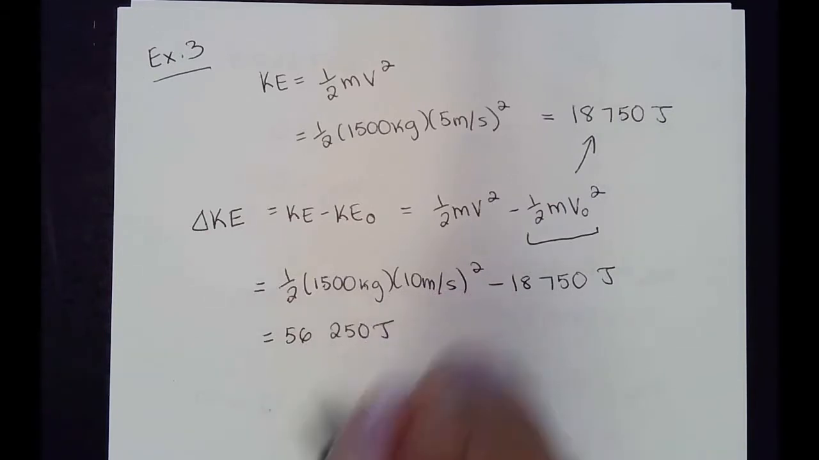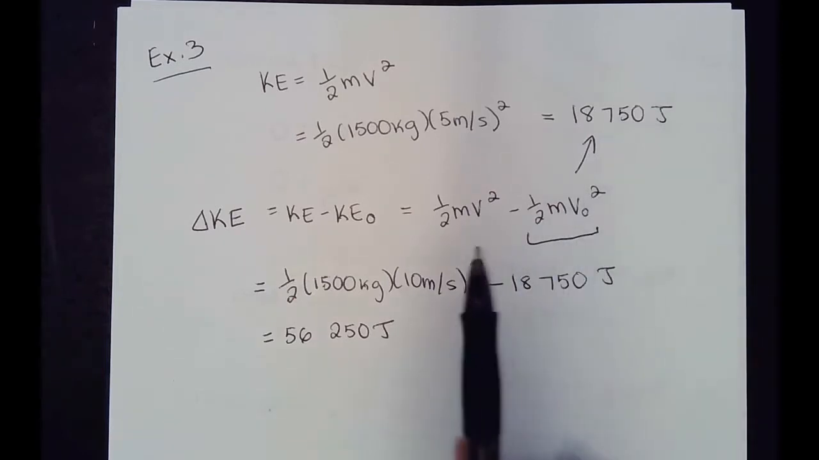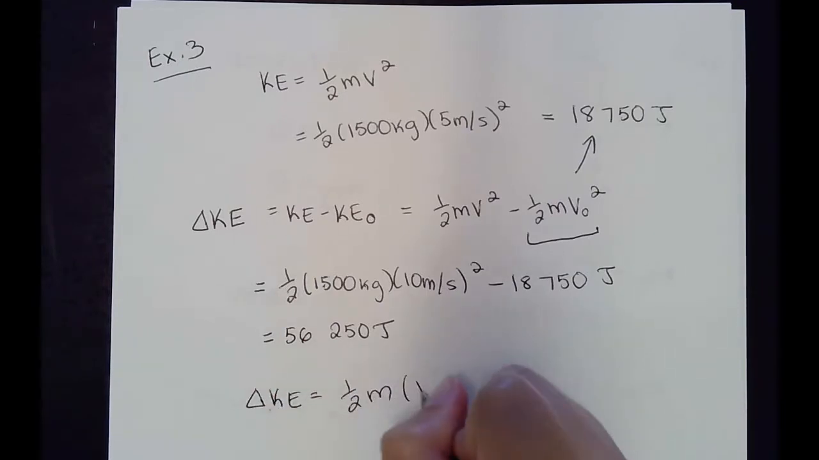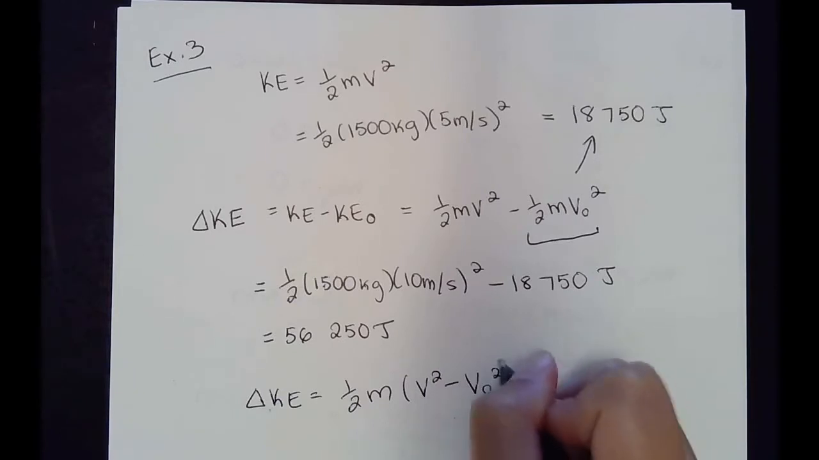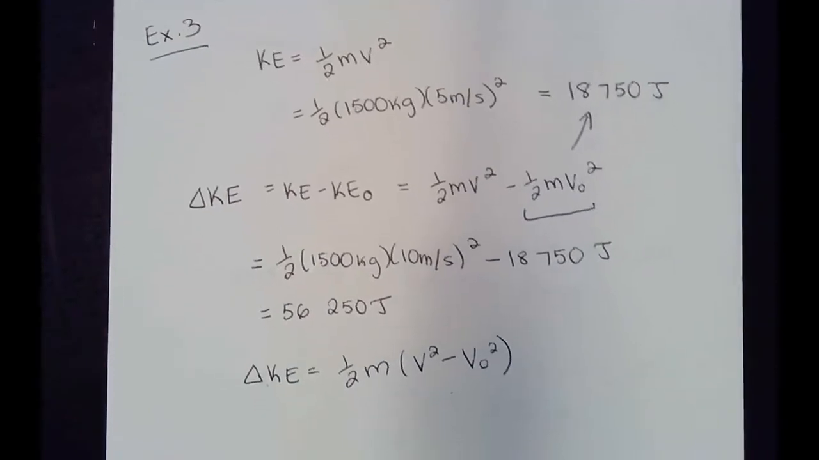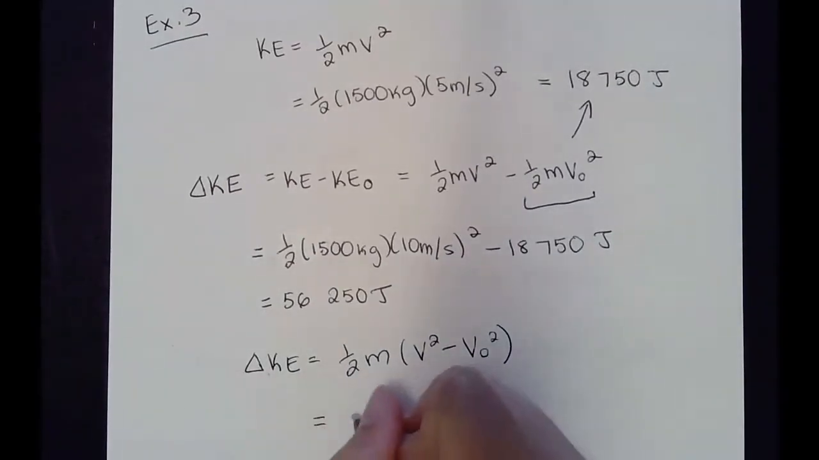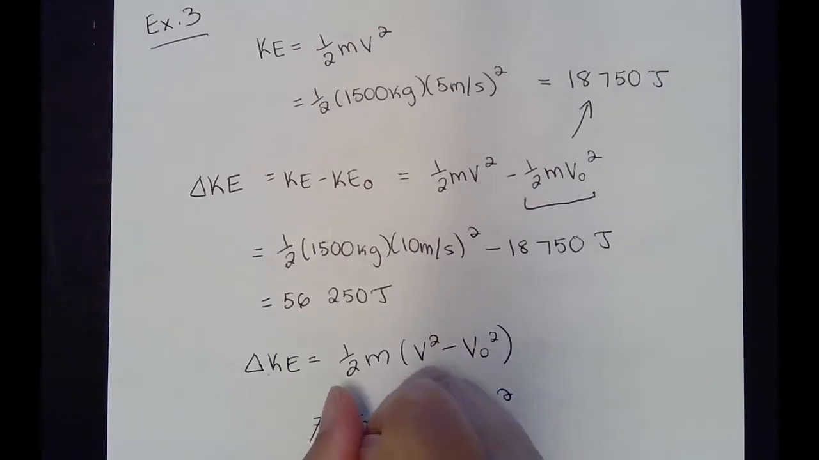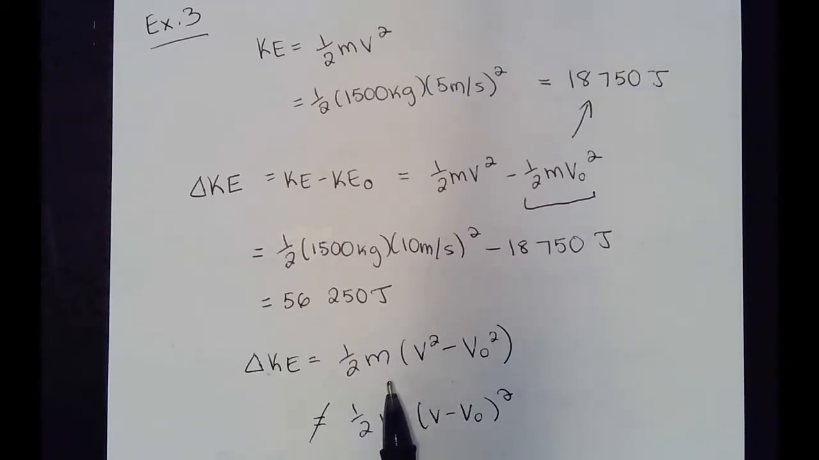which gives 56,250 joules. I also want to point out that if we hadn't found this initial term already and you wanted to just find the change in kinetic energy, it can also be written like this, 1/2 m times v squared minus v naught squared. So we can factor out the 1/2 m from this expression. However, what we can't do is write 1/2 m times v minus v naught, squared. That's not mathematically the same, right? So just be careful that you're factoring out 1/2 m properly if you do want to simplify that expression.